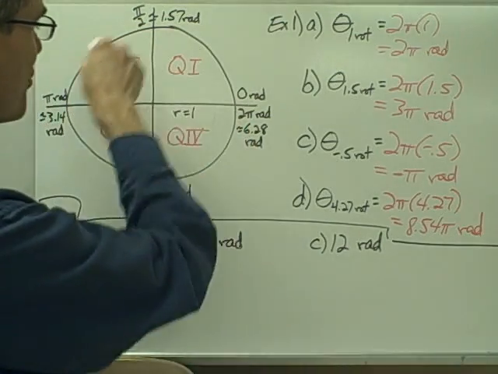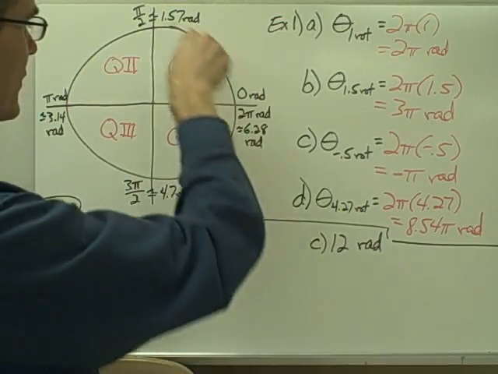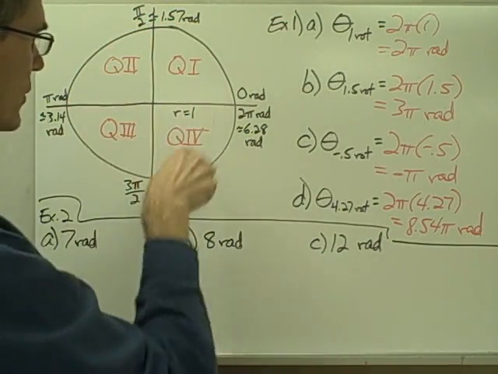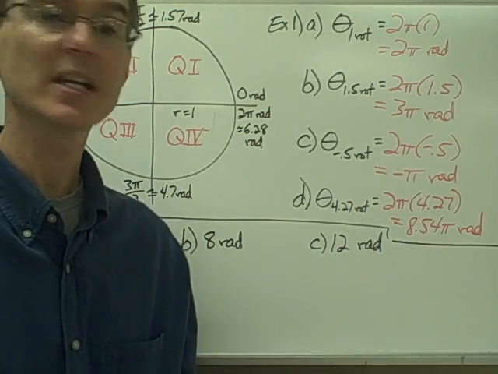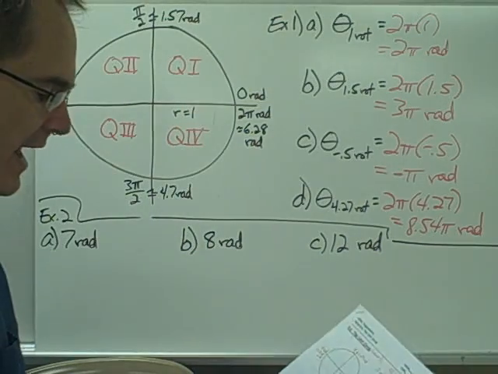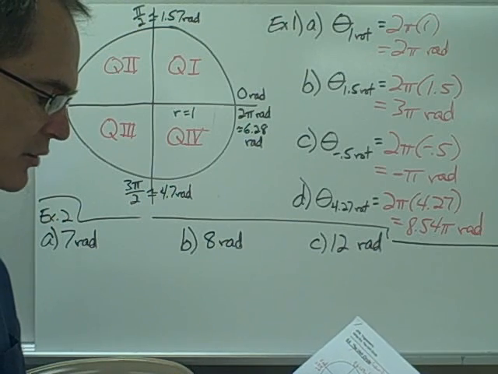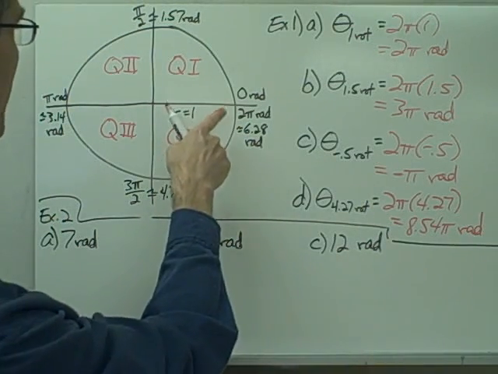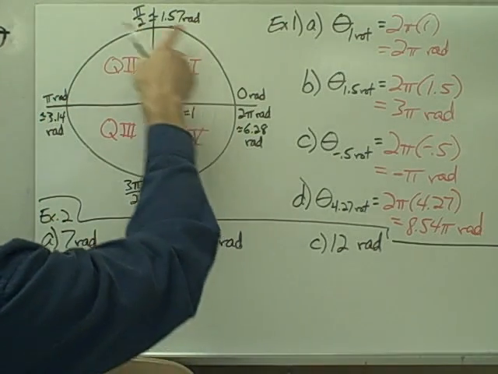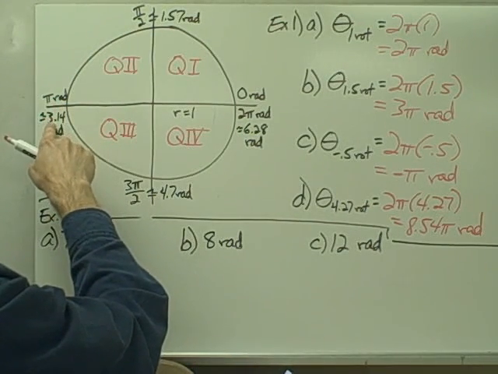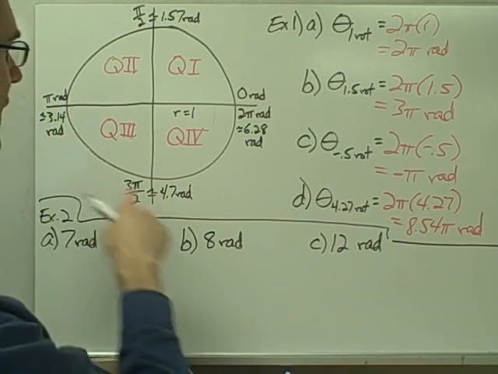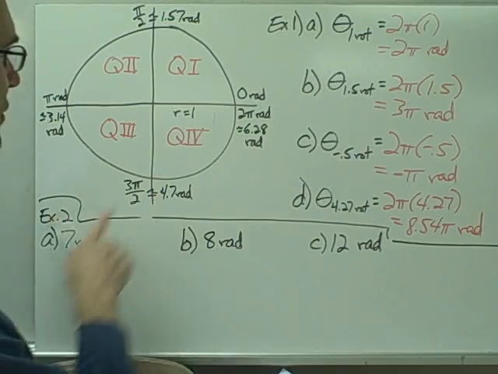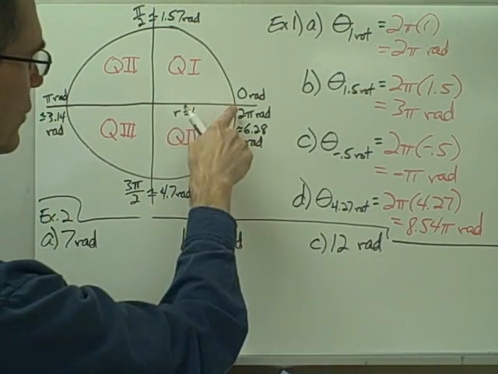Well, if I go more than 1 rotation, though, then I'm going to end up somewhere in quadrant 1, quadrant 2, quadrant 3, or quadrant 4. I don't know where my angle is going to end up. Well, let's see if we can figure that out. Give the quadrant corresponding to angles with the following measures. 7 radians. I know that if I go a half a rotation around the circle, that's 3.14 radians. If I go a full rotation, that's 6.28 radians. 7 radians must be something greater than 1 full rotation.